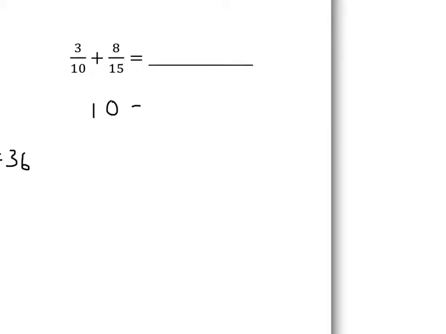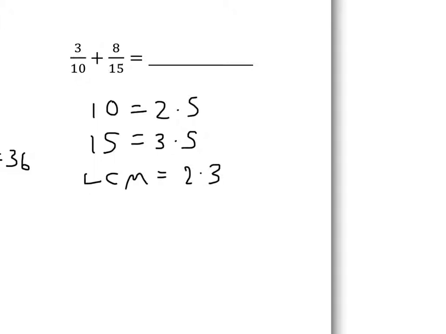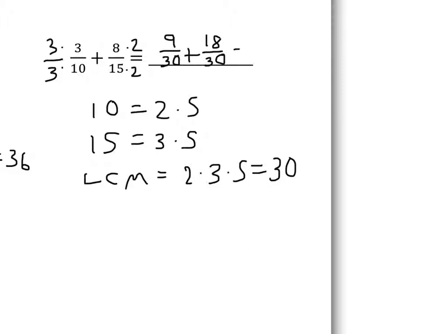Three-tenths. 10 is 2 times 5, 15 is 3 times 5. So our least common multiple, 2 times 3 times 5, 30. So we need to multiply this first fraction by 3 over 3, and the second one by 2 over 2. So that's 9 thirtieths plus 18 thirtieths, 27 thirtieths. And that's our answer.